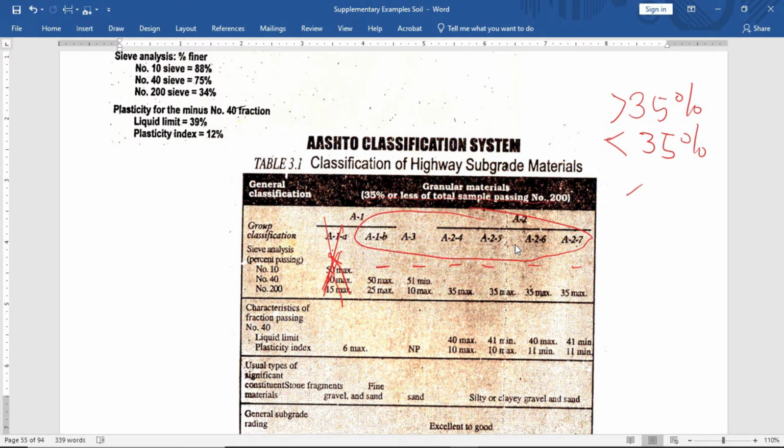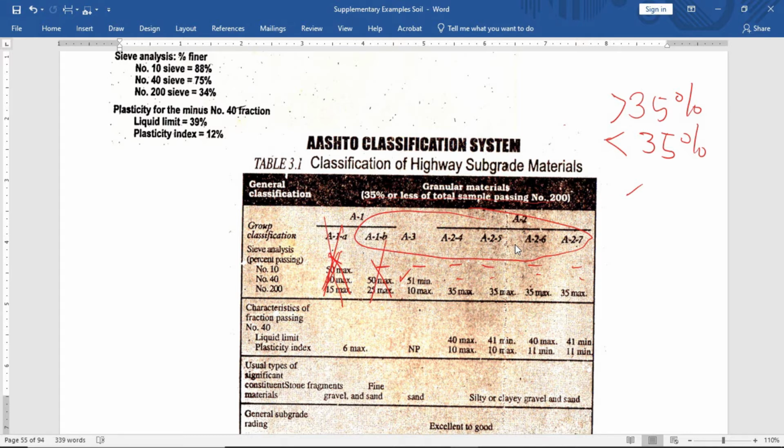Katapos dyan, punta naman tayo sa number 40. Maximum daw is 50 max sa A-1-b. Ang given sa atin is 75, so hindi na natin pwede gamitin to. Disqualified na yan. Punta na tayo sa A-3. Minimum is 51, so pwede pa. Pwede natin consider yan kasi hindi naman kailangan yung number 40.